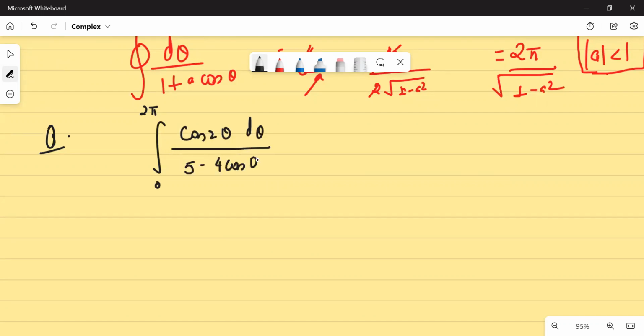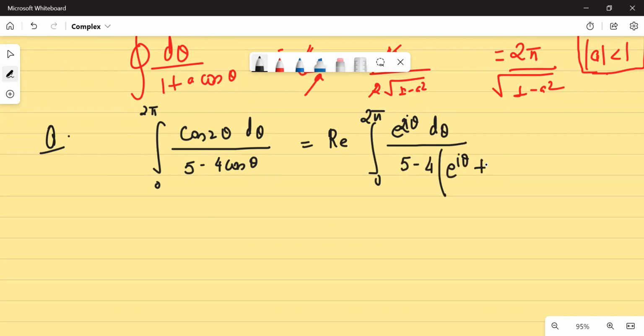Now, in this case, what you have to do is you keep this alive by writing it as the real part of the integral from 0 to 2 pi of e to the power iota 2 theta d theta divided by 5 minus 4 times (e to the power iota theta plus e to the power minus iota theta) divided by 2. Okay, in order to do this question, you have to do it in this fashion. So what you will get is the real part of the integral over modulus of z equals 1.